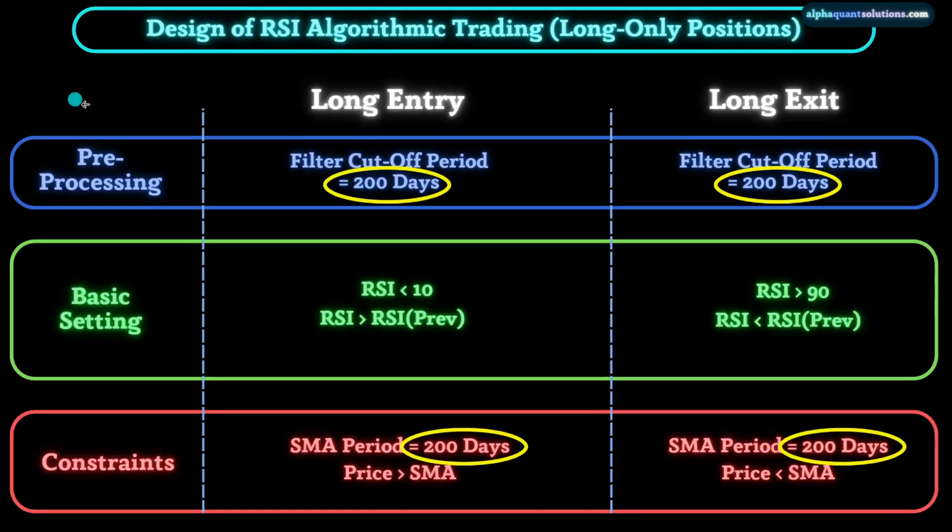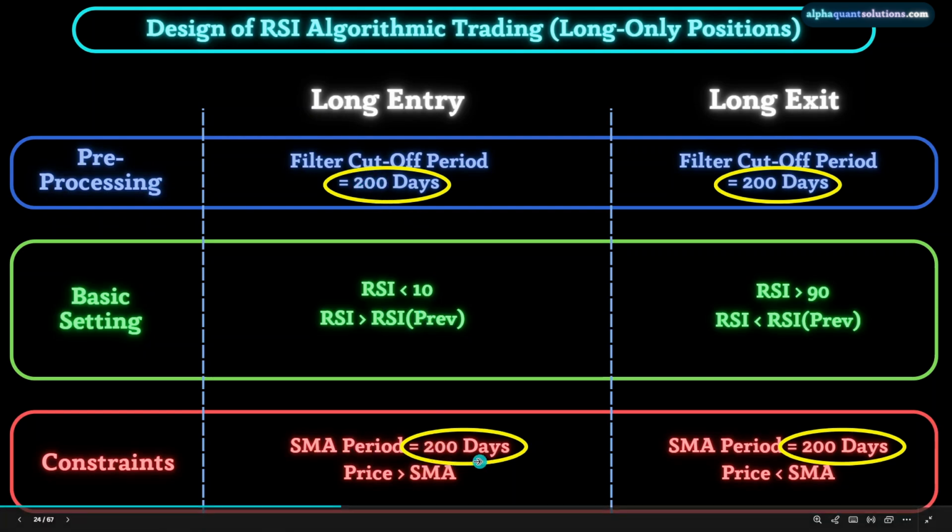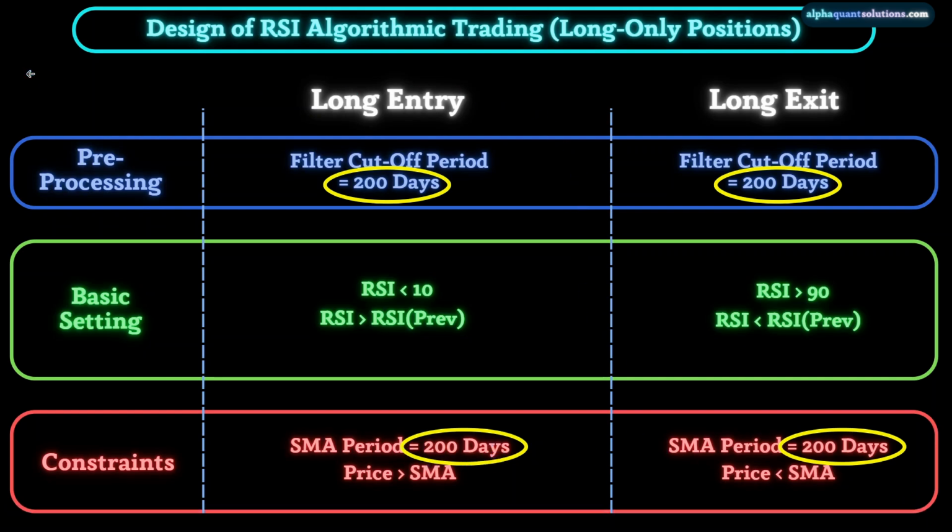Now suppose we modify the algorithm slightly. We just replace the 100 days cutoff period that we used during the pre-processing by 200 days, and we do the same here for the SMA. We replace the 100 days by 200 days. That's the only change we will make. And now we will apply this exact algorithm again to 3 other assets.